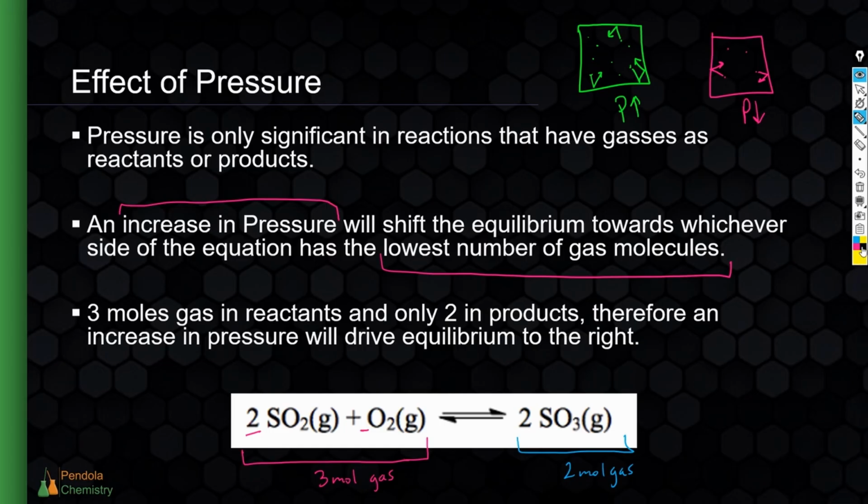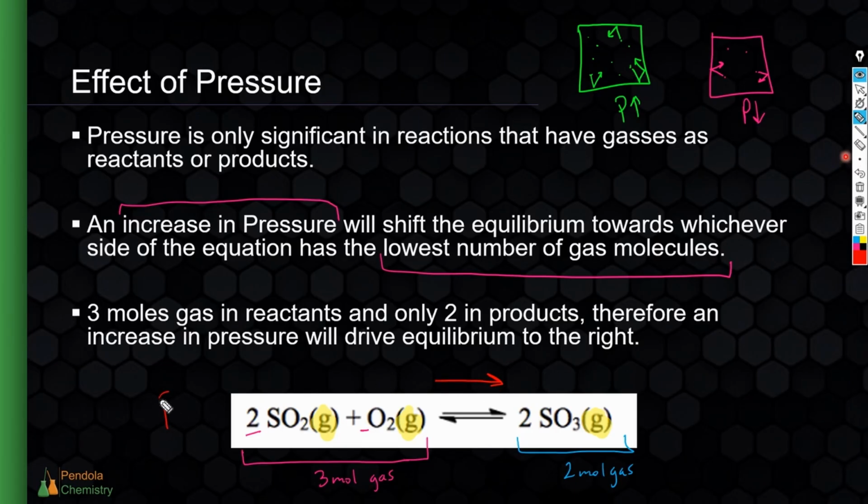This reaction happens to be all gases, but it's because these are the gases: gas, gas, gas. We will not count it if it was a solid or a liquid or aqueous. That means that if we increase the pressure on this reaction, it is going to shift from the left to the right. We're going to get a shift to the right in this reaction.